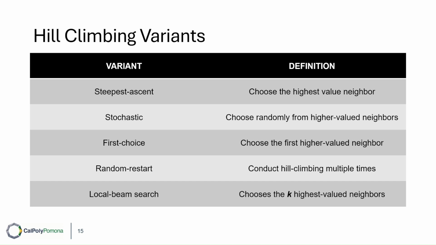Another one would be first choice, which chooses the first highest value neighbor, and random restart, which is very useful, where we conduct hill climbing multiple times, each starting at a different state, which might lead us to a better or maybe the global maxima or global minima. And local beam search, which chooses the k highest value neighbors. And we're going to talk about local beam search later on.